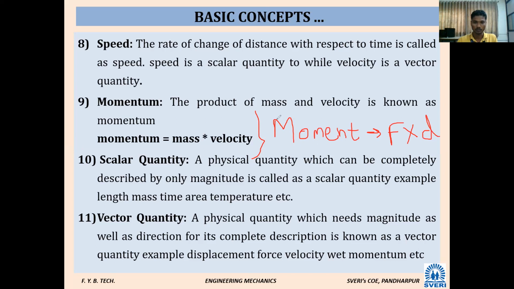Afterwards, we are going to solve many more problems on this, so that will come further. Meanwhile, momentum is nothing but mass into velocity. Then scalar quantity and vector quantity. We have discussed that a physical quantity which can be completely described only by magnitude is called a scalar quantity. A physical quantity which needs magnitude as well as direction is called a vector quantity. It is basic, as we know.